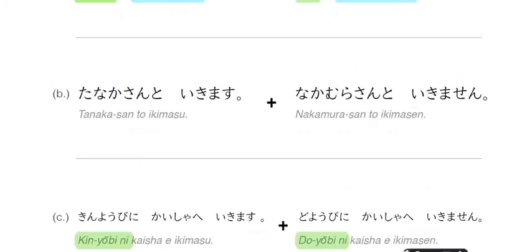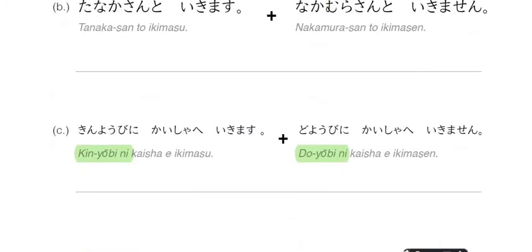Okay? Tanaka-san to ikimasu. Nakamura-san to ikimasen. So there are two people you've mentioned. San is basically an honorific. You're giving them honor. Okay, but if you are friends, don't use san. It is going to create a barrier. You should instead say kun for males and chan for females. Okay? For close friends.